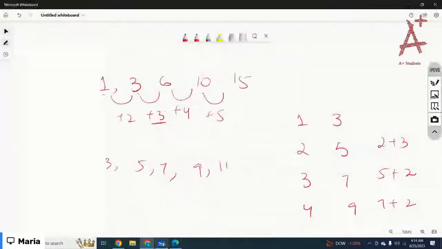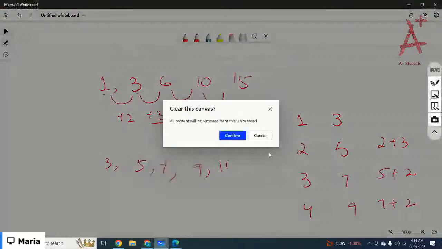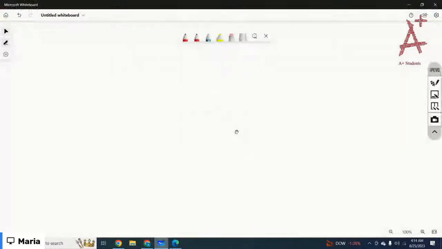Okay, first you have to find the pattern, right? You have to see how the pattern is increasing: 1, 2, 5, 7, and 8. Okay, 1 plus 1 makes 2, 2 plus 3 makes 5, 5 plus 2 makes 7, 7 plus 1 makes 8.